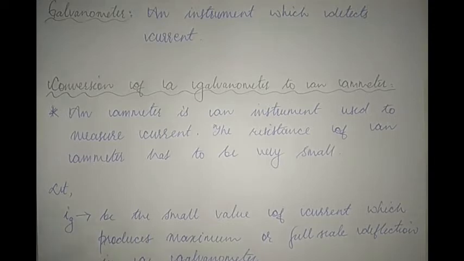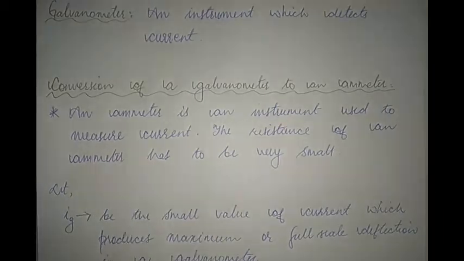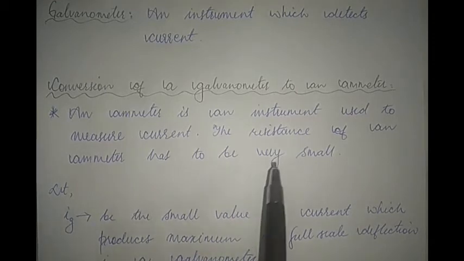And what is an ammeter? An ammeter is an instrument which is used to measure a high value of current, or let me say an appreciable amount of current, which is more than what of course a galvanometer can measure. But do remember, ammeters are supposed to have a very small value of resistance. Keep that in mind.